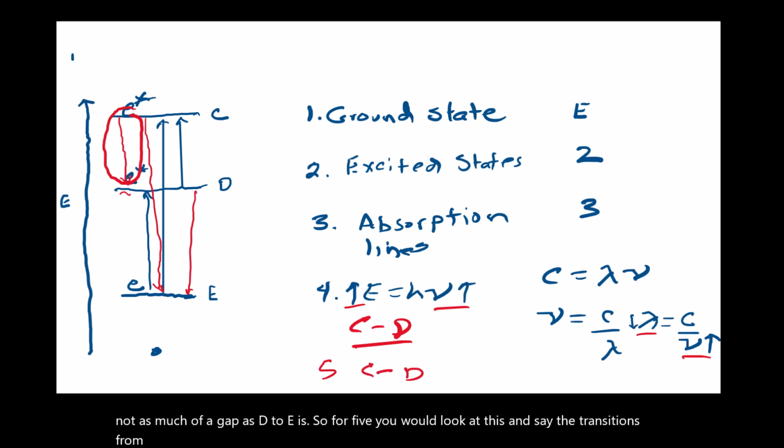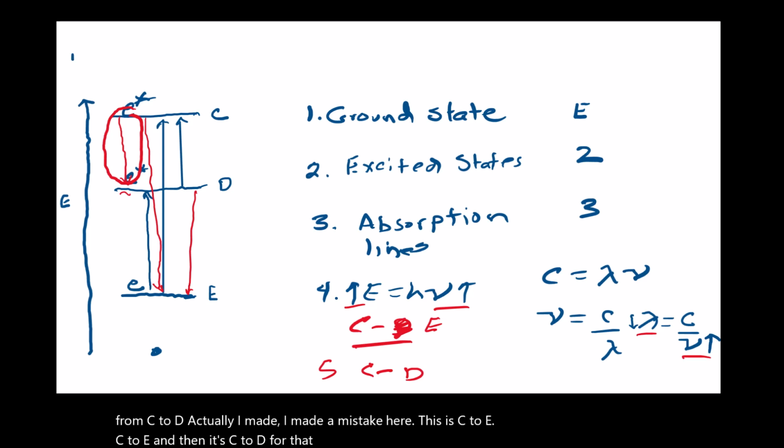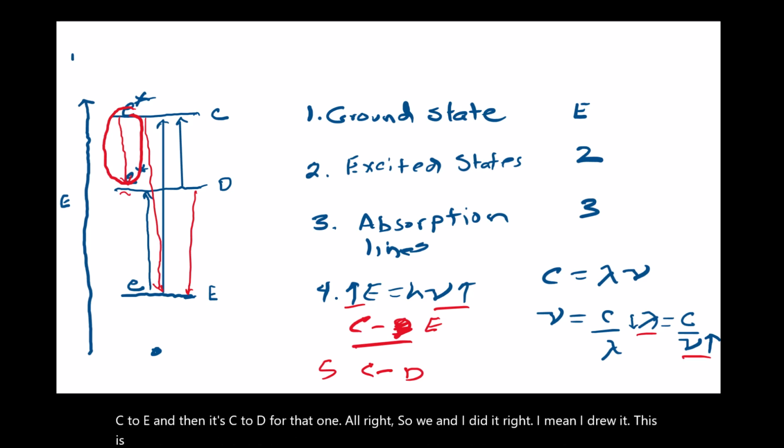Actually, I made a mistake here. This is C to E. C to E. And then it's C to D for that one. All right, and I did it right, I mean, I drew it. This is the biggest transition right here from C down to E. So I hope that answers your question.